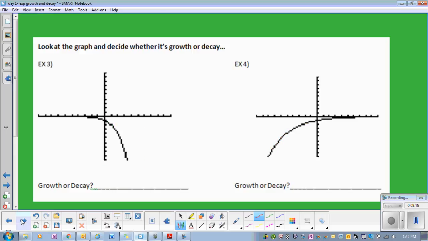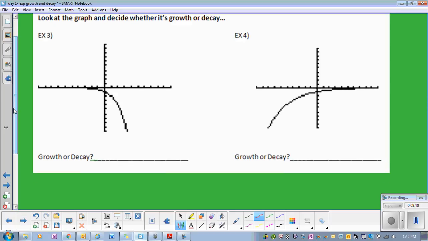So let's look at each of these. Example 3. Tell me if it's a growth or a decay. Which arm do we have to look at? Left or right? Right arm. Okay, so if I look at this right arm, first of all, the asymptote, because this one keeps going that way, the asymptote seems to be here, right?